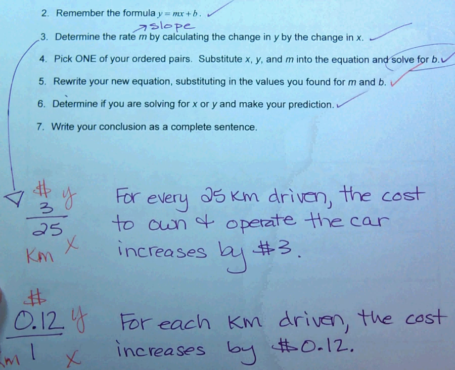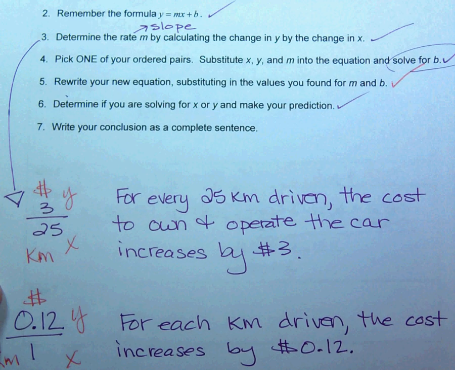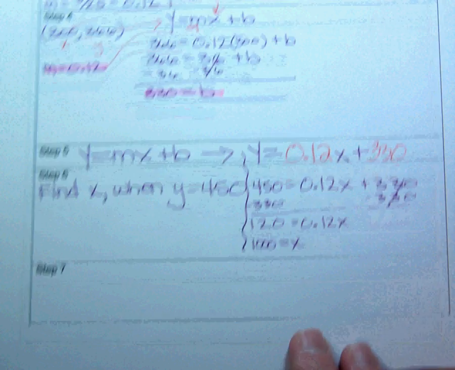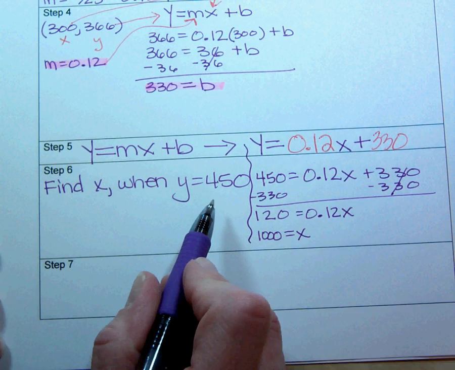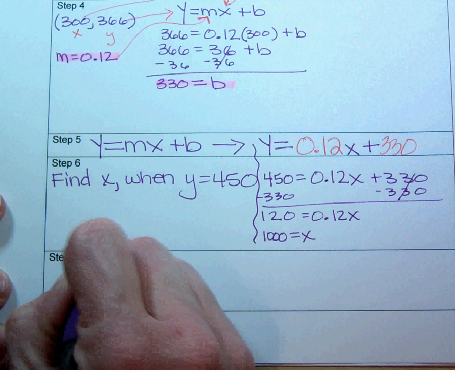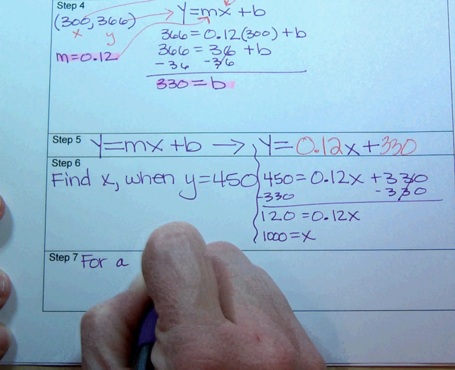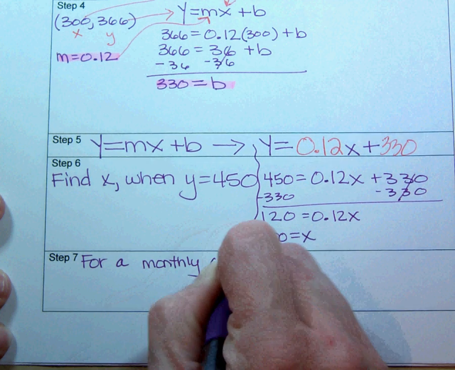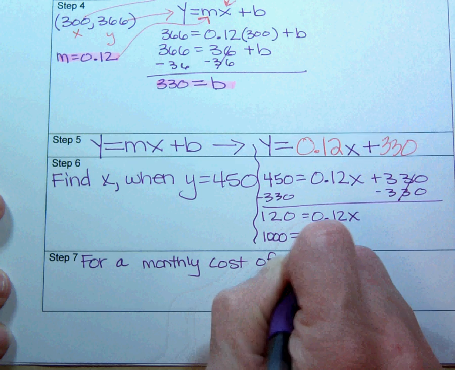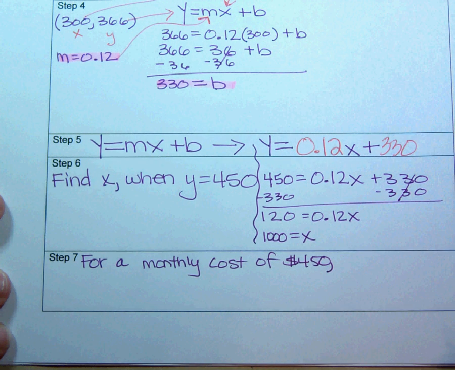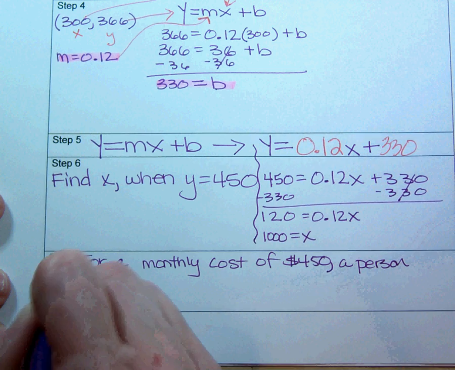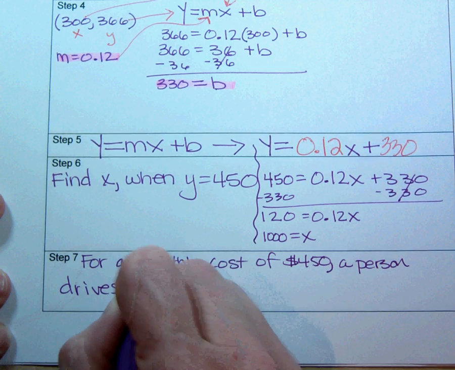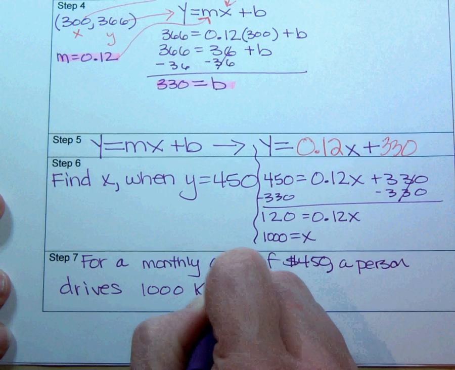So number 6, determine if you're solving for x or y. We made our prediction and now we just need to write our conclusion as a complete sentence. So what that means is for a monthly cost of $450, a person drives 1,000 kilometers.